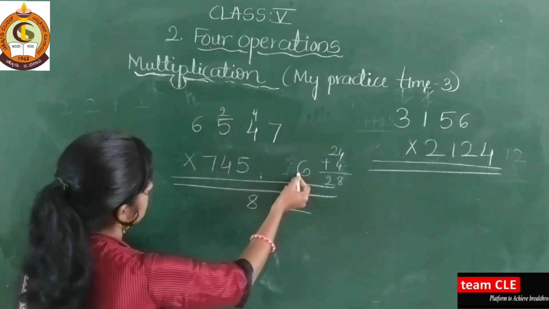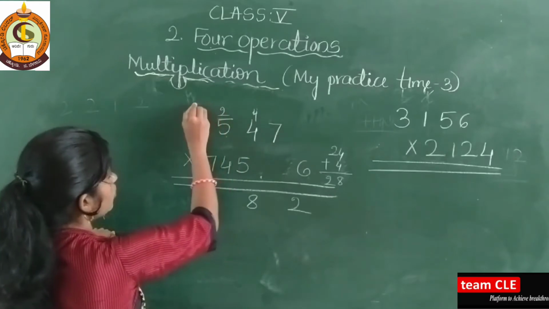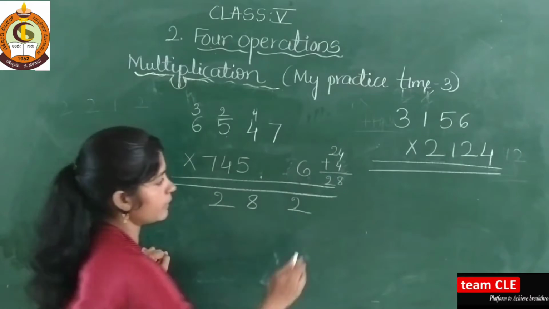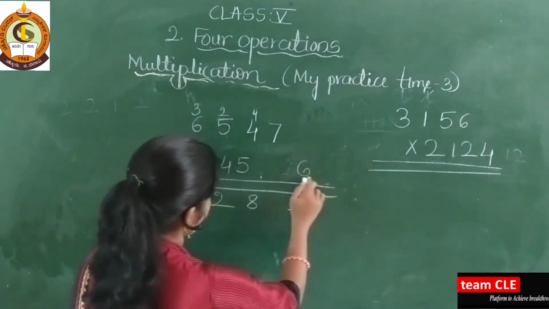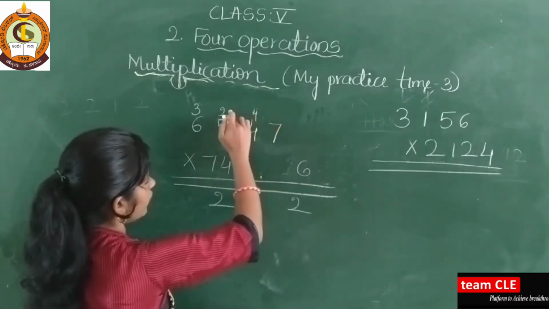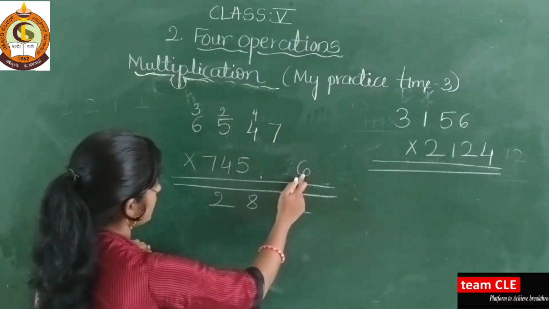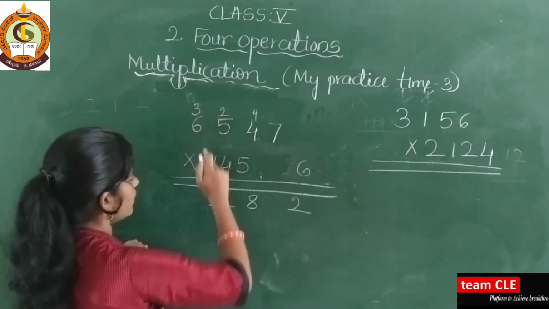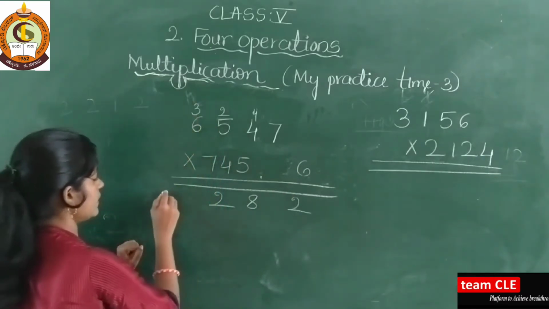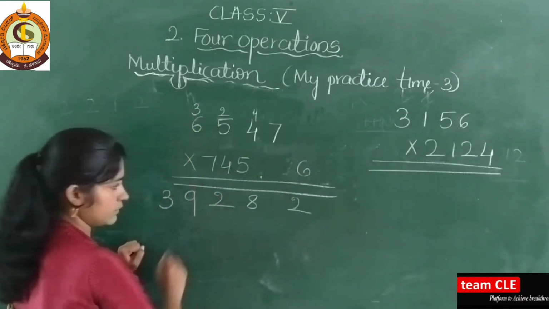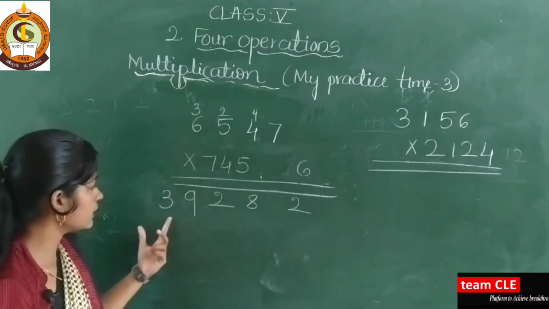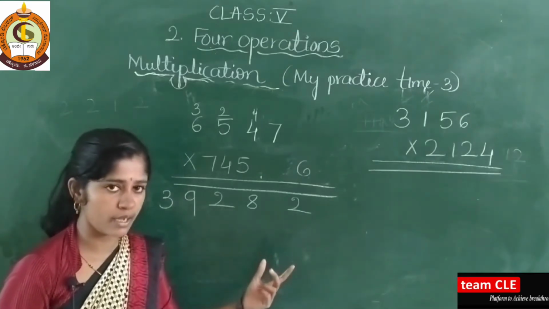Next 6 fives are 30. 30 plus 2 is 32. For your understanding purpose I am solving these examples. 6 sevens are 42. 6 fours are 24. 24 plus 4 is 28. Next 6 fives are 30. 30 plus 2 is 32. Next 6 sixes are 36. 36 plus 3 is 39. So after multiplying 6 with 6 4 5 7, I got 39282 as the answer.